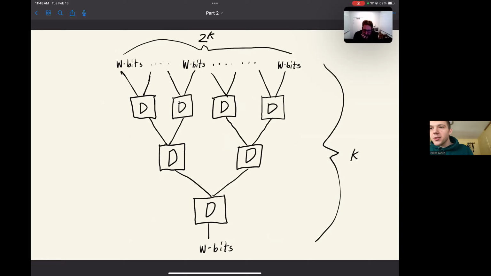And so if I imagine I feed some w-bit string in at the bottom and let it percolate up to the leaves of this tree, it's going to output 2 to the k w-bit strings. I haven't told you what the point of this is. Does it make sense to everyone that this is a picture I can draw, where I'm just repeatedly composing this function with itself?